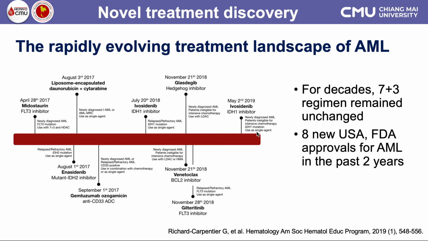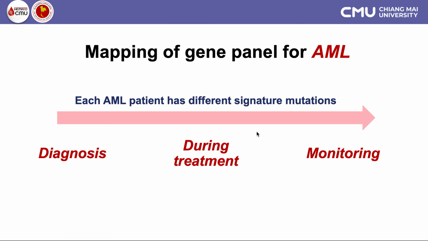In fact, the knowledge gained from molecular testing has led to the discovery of novel therapies. For several decades, 7+3 chemotherapy remained the treatment standard, and that alone left some unmet needs in particular genetic mutations. However, with the discovery of targeted therapies such as FLT3 inhibitor and IDH1/2 inhibitor, at least 8 new agents have been approved by the US FDA in just a few years.